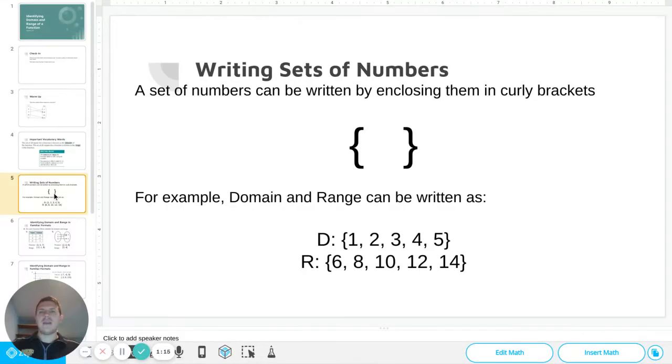So once again, when we write a set of numbers, we can write them in order, like in a sequence. They don't necessarily have to be in a sequence with an identifiable pattern, but they can be written just like we see right here. So if we have the domain 1, 2, 3, 4, 5, we can have their range written as 6, 8, 10, 12, and 14. Once again, that's one way we can write the domain and the range here.